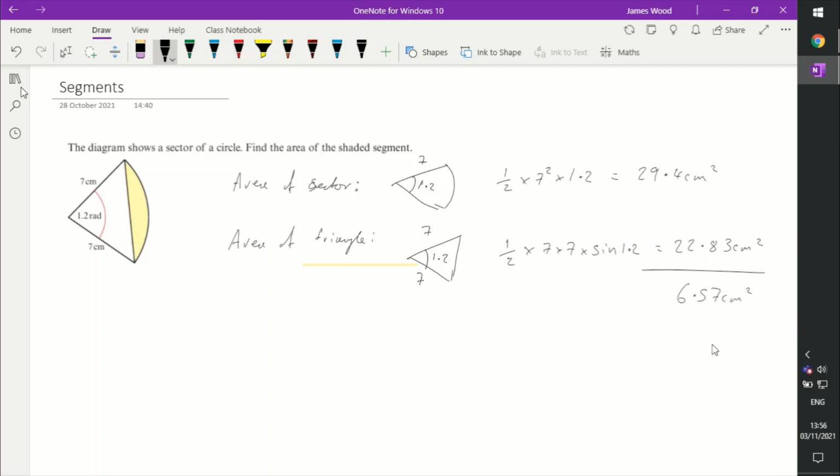Okay. Sometimes people would try and describe this as like a formula, because you can see the two things are quite similar. So you could write it as half r squared theta minus half r squared sine theta, if you wanted to, because this is the area of the sector minus the area of the triangle. And I suppose you could even write it as half r squared and then theta minus sine theta, if you wanted to. But I'm not sure if that's a useful formula to remember. What's more important is the strategy of how you find it.